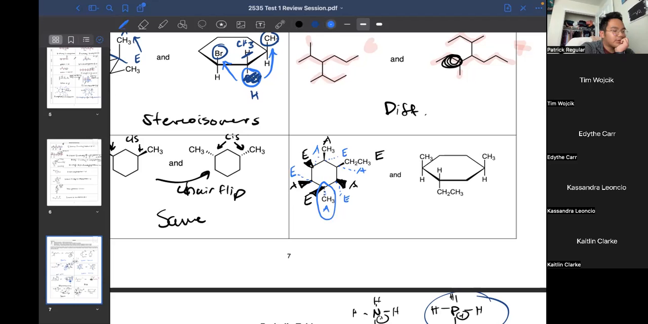Let me highlight these instead of circling them. If these are on the same plane, this must be on the opposite plane. However, here we have the ethyl group being on a different plane than the two methyl groups, which is not what we want. Let me use better colors for this. Let me just reuse them.